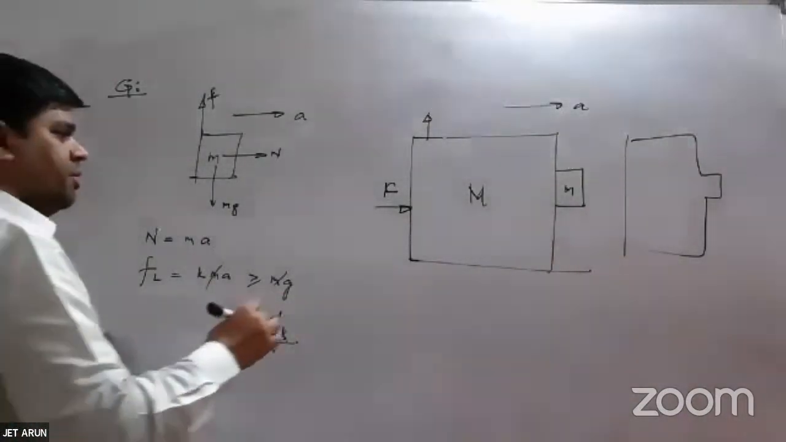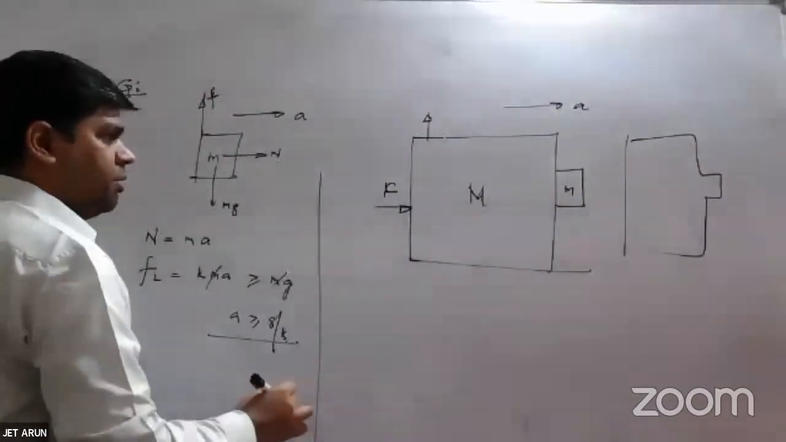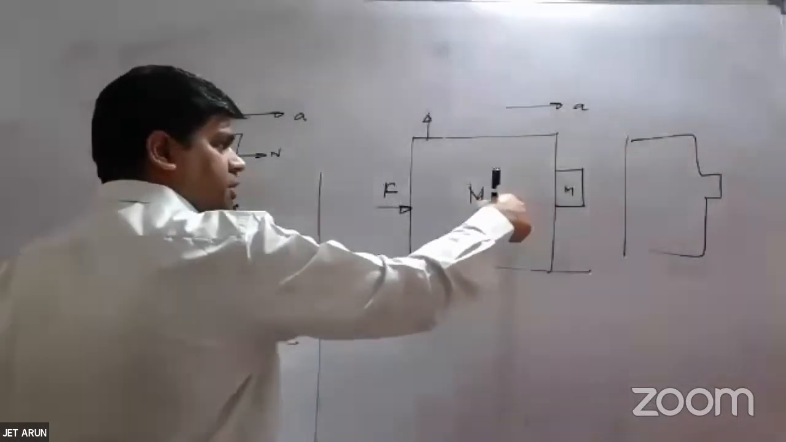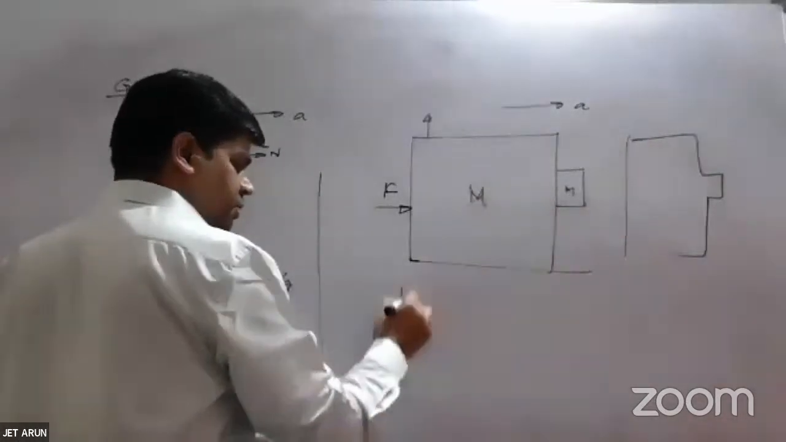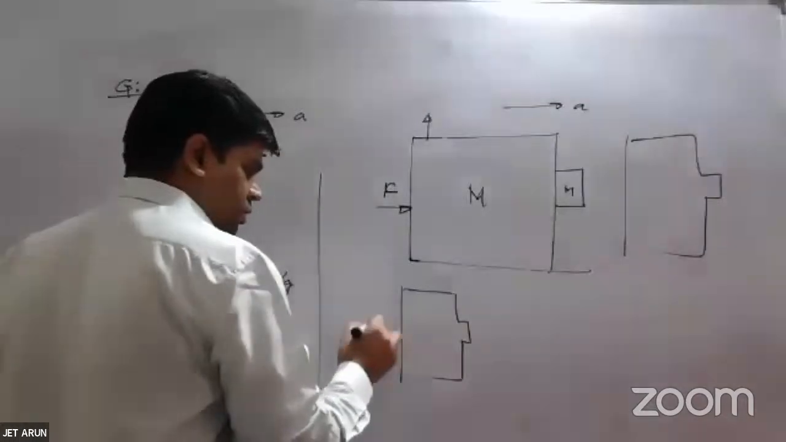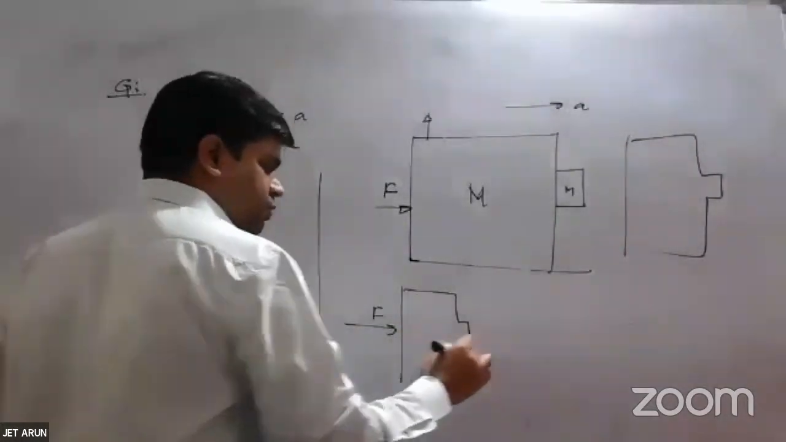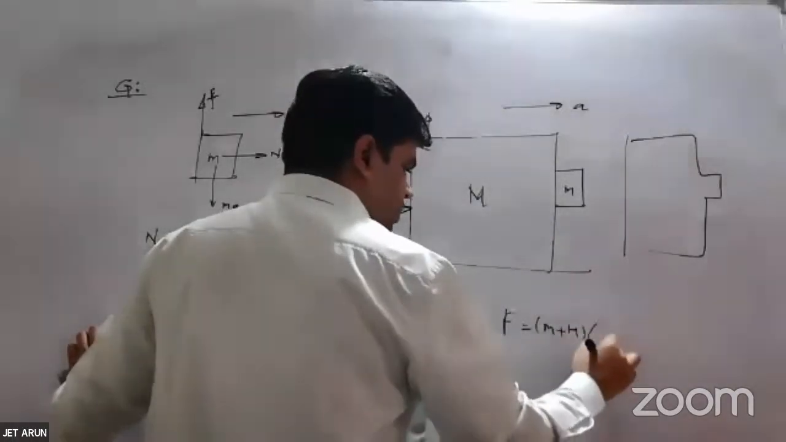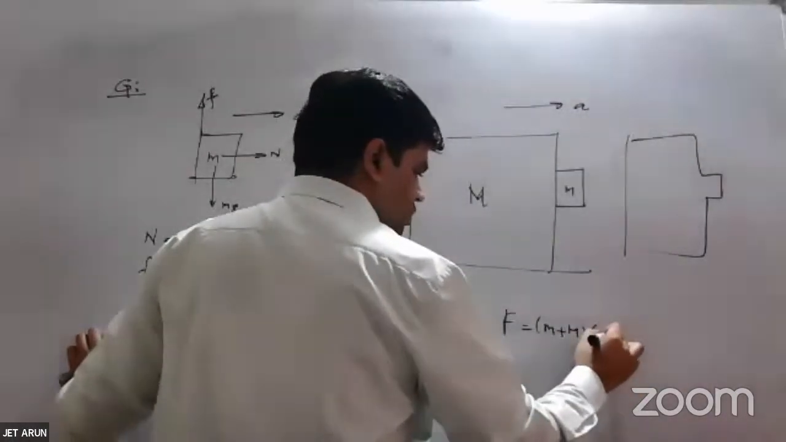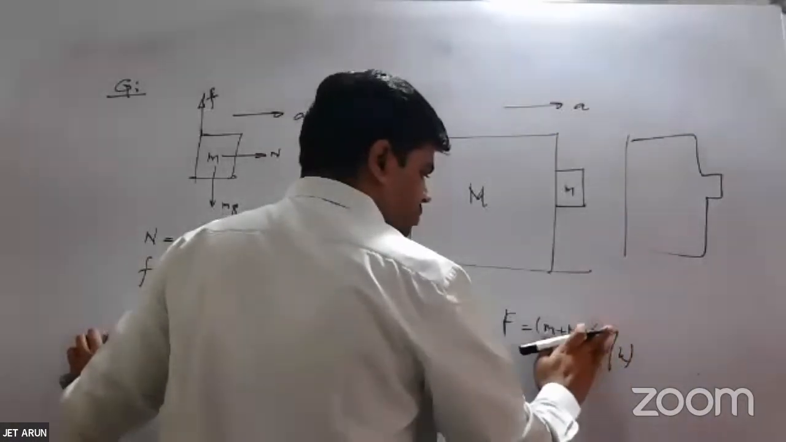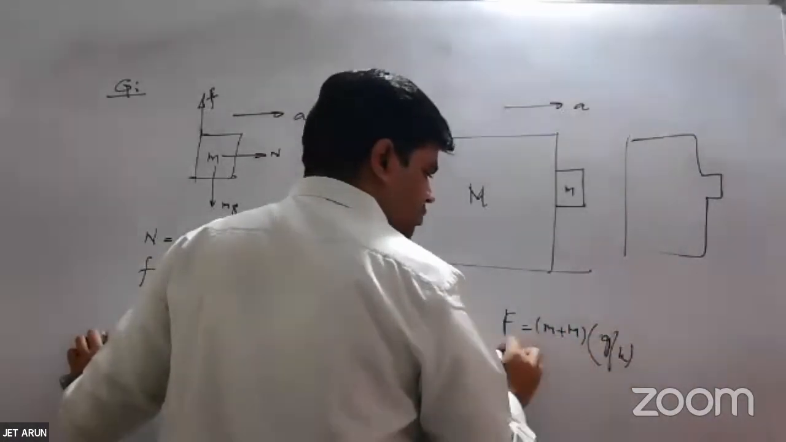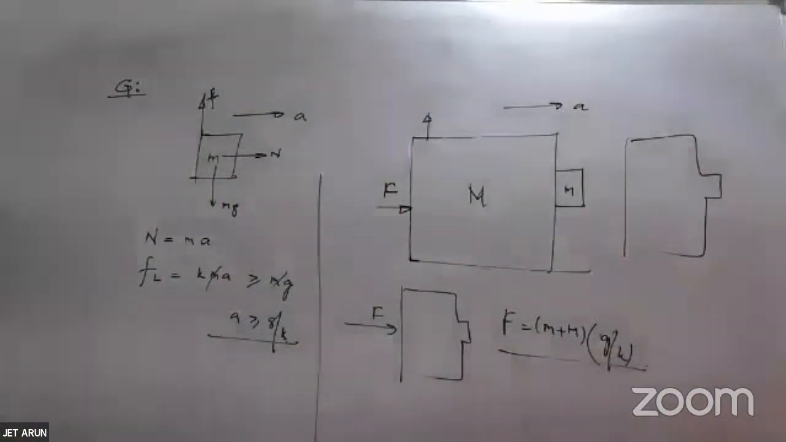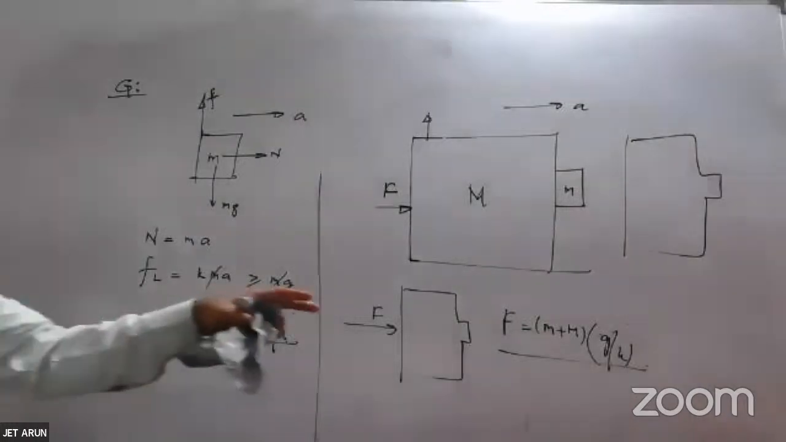Now, if I consider this block together as one system, F is being applied like this. So F is equal to (M plus m) times a, which is g by mu, sorry. So I get the force as this much.